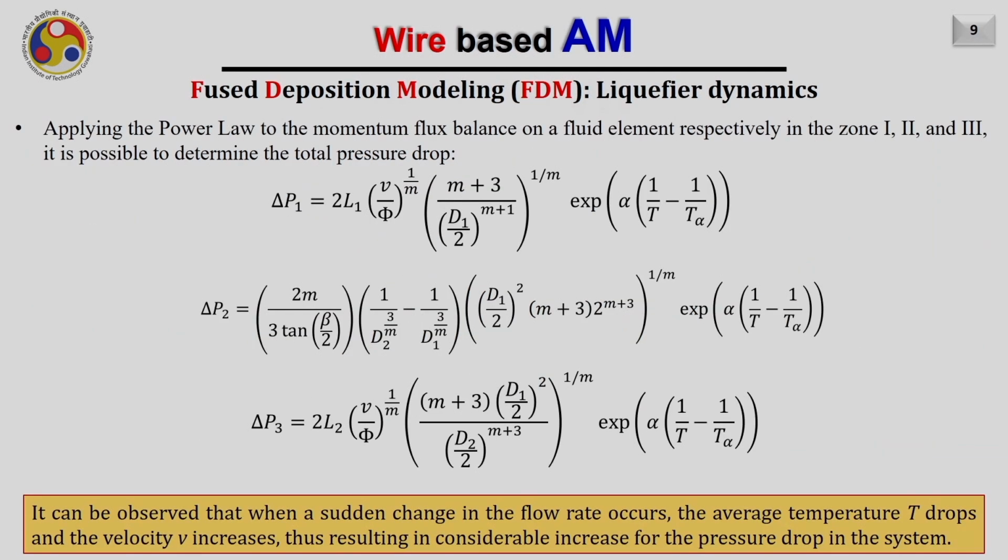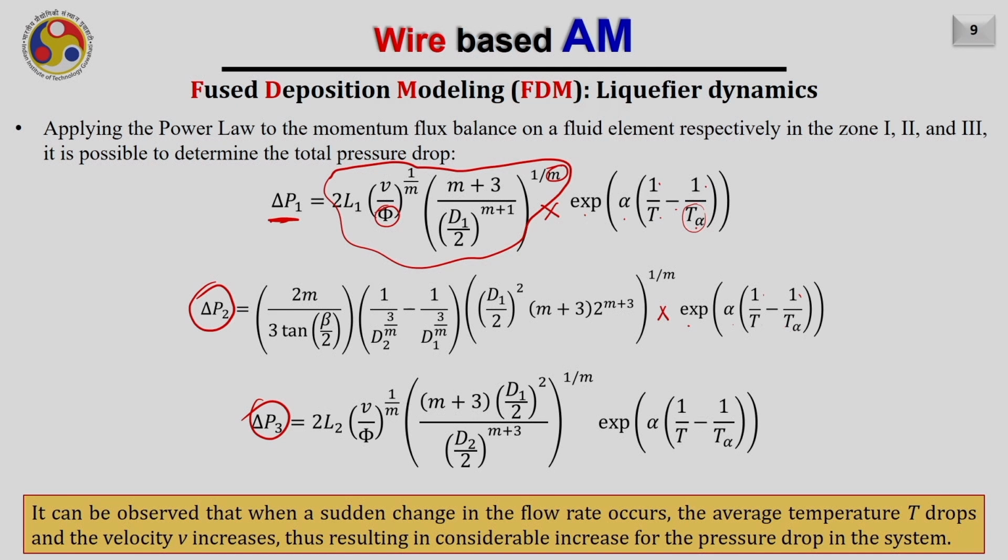So let us accommodate this temperature dependent term also into our pressure difference, and as a result we will have the pressure drop in region 1 as the same relation which we derived earlier for the isothermal case, multiplied by exponential of alpha times (1 upon T minus 1 upon T alpha), where T alpha is the temperature at which we have considered the values of m and phi. In a similar fashion, the pressure drop in other regions like region 2 and region 3 will also get modified, and an additional term will be there, exponential of alpha times (1 upon T minus 1 upon T alpha).